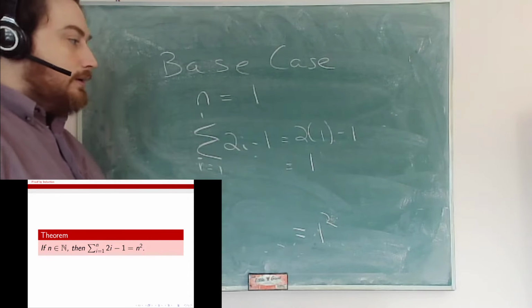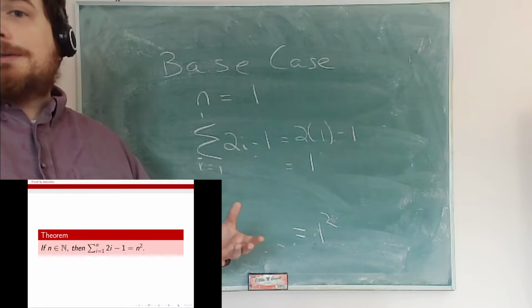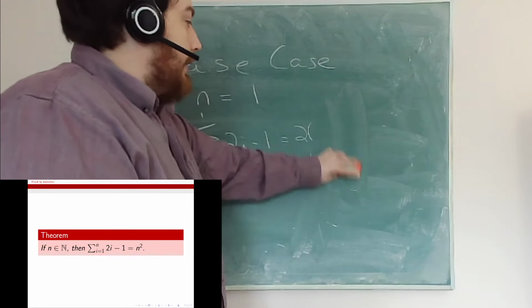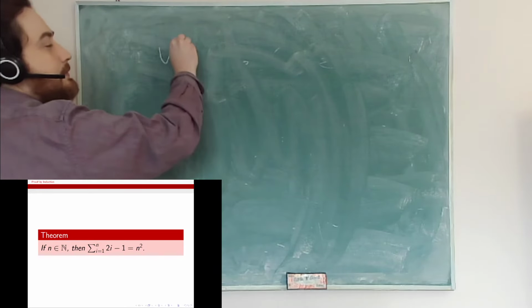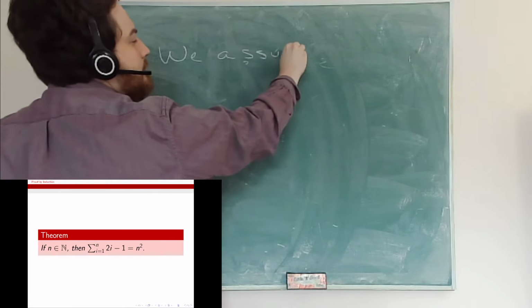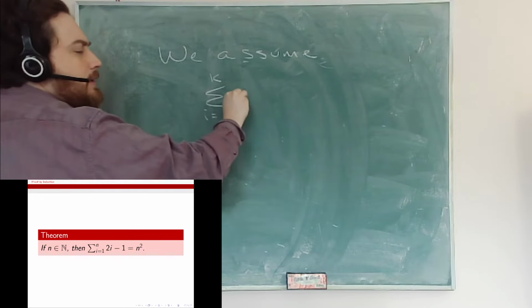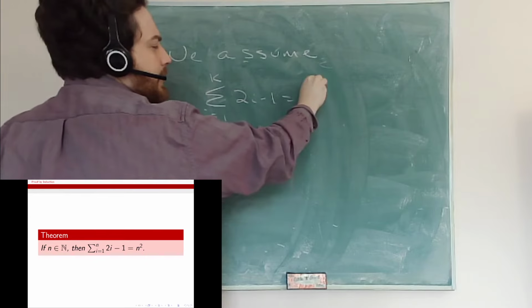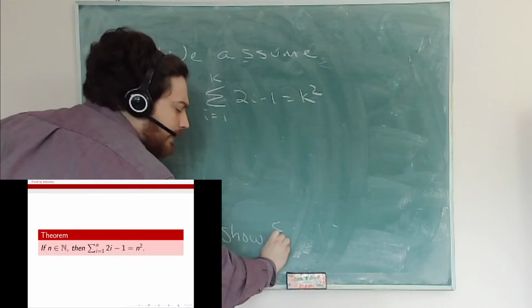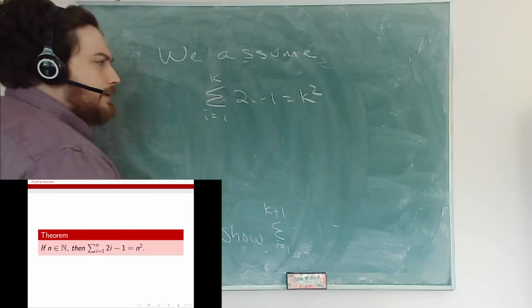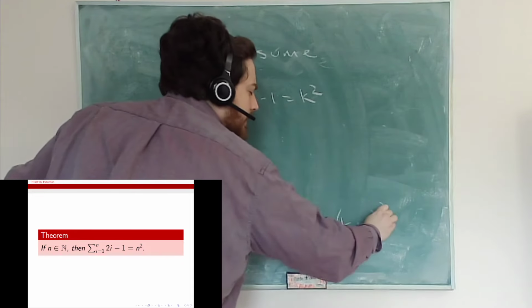Now that we have that for n equals 1, what we're going to do is move on to the induction hypothesis. So what that means is we can assume that the sum from i equals 1 to k of 2i minus 1 is equal to k squared. And what we have to do is show that the sum from i equals 1 to k plus 1 of 2i minus 1 is equal to k plus 1 squared.